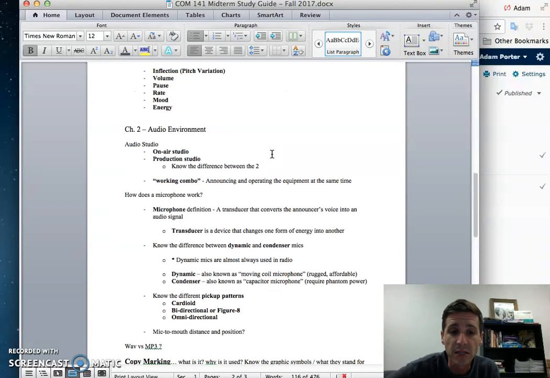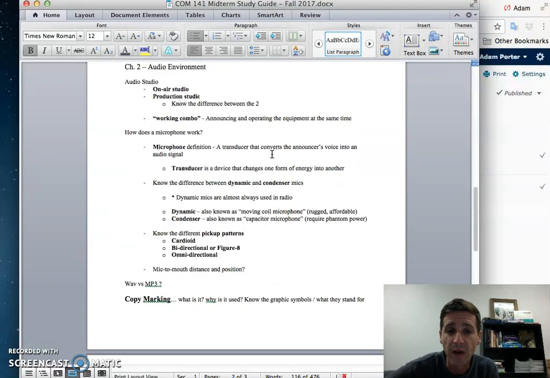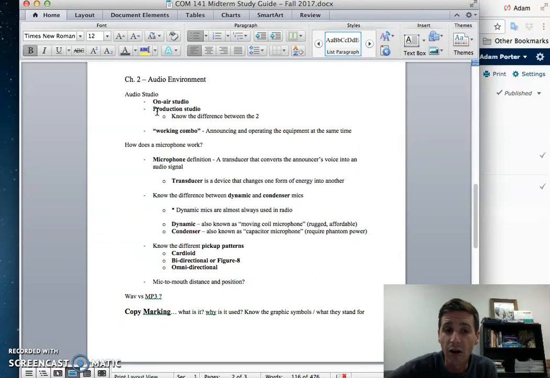Okay, that moves us into chapter 2 on the audio environment. Know the difference between the on-air studio and the production studio. So the on-air studio is where the DJ goes live on the air. It's where our DJs go on for their shows on 88.7. The production studio is where we pre-produce content for later playback. And you guys have used the production studio for a couple of projects now.